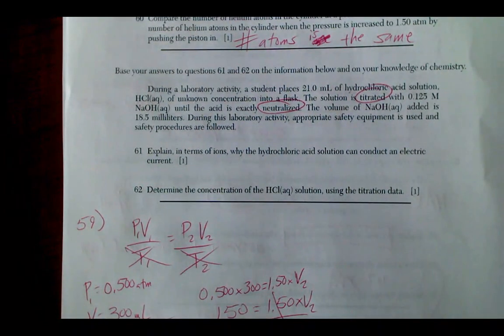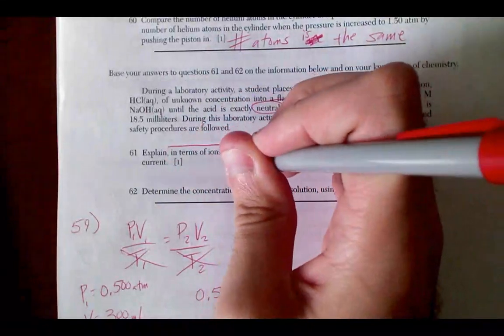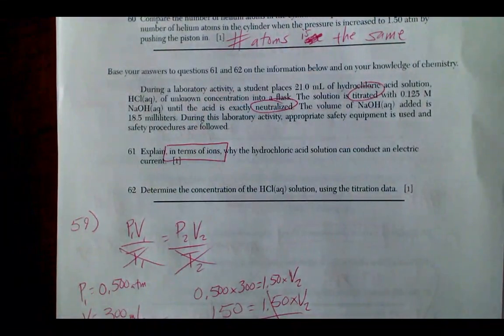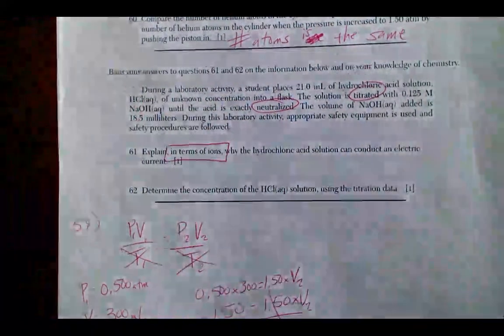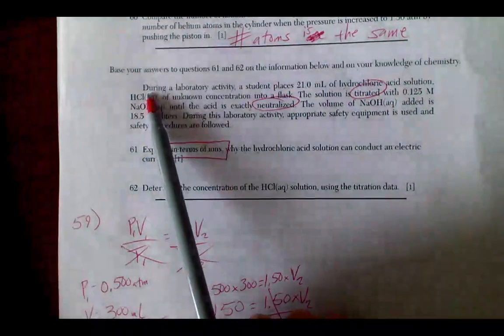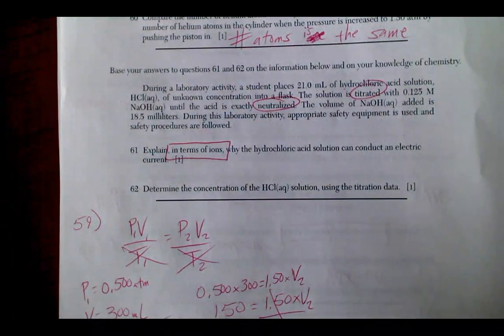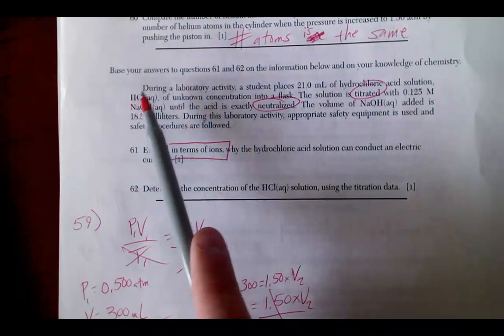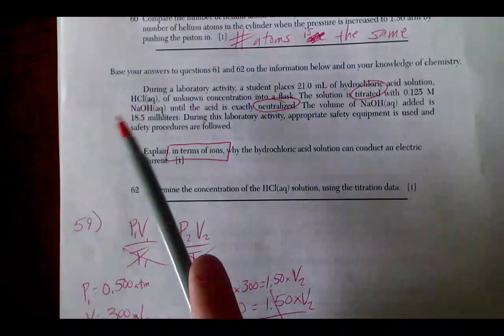61 says, explain in terms of ions, we have to talk about ions, why the hydrochloric acid, HCl, can conduct an electric current. Electrolytes conduct electric current when they break apart in water. They have these pieces. HCl is an electrolyte. Acids break apart. We know when acids go into water, they're going to split up. The H will break away from the Cl.